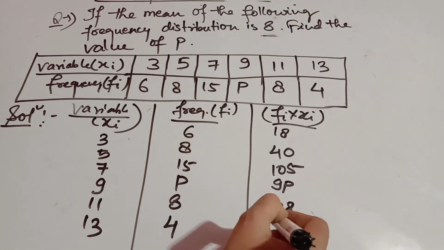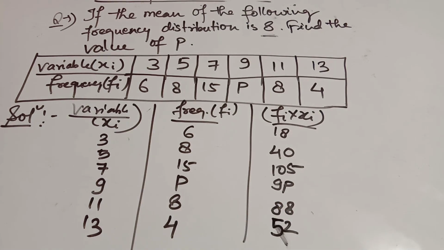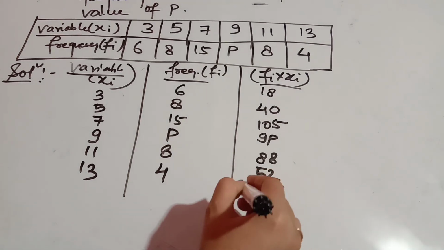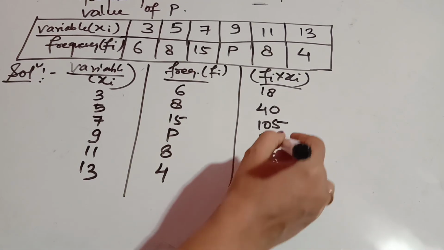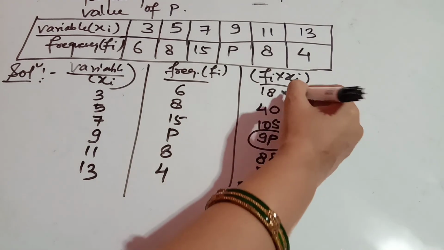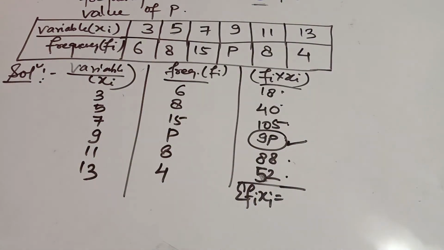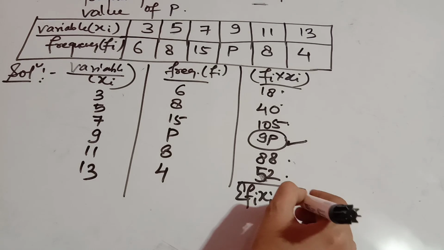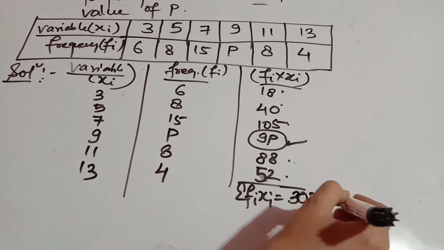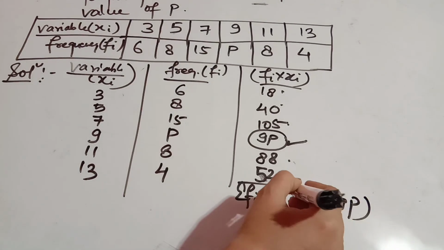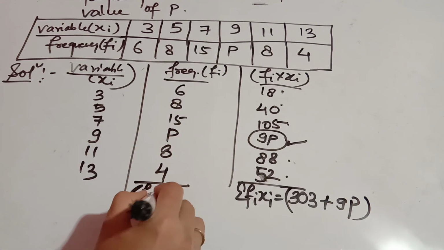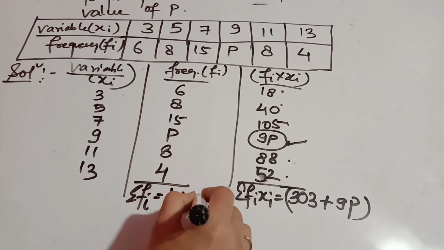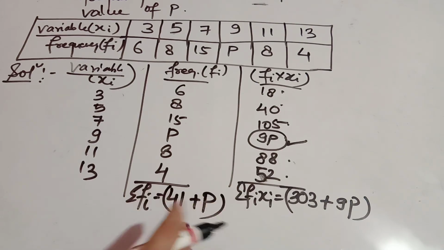Then what is the next process? We have to add these values. Just add this sigma fi xi. During addition, leave the 9p aside and add all the numbers. When you add the numbers, it will be 303, and then we write plus 9p. The same way we add the frequencies. The frequency sum will be 41 plus p. P is your variable part.